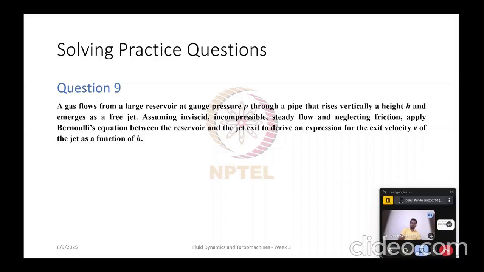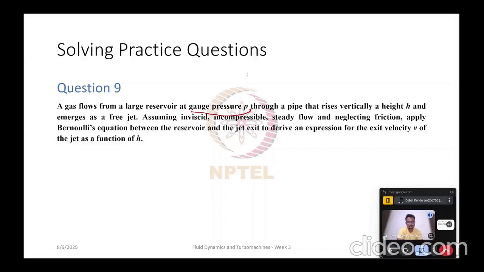Okay, so this is a numerical type question which is telling us that a gas flows from a large reservoir at gauge pressure P. So this will be important. At gauge pressure P, through a pipe that rises vertically to a height h and emerges as a free jet.